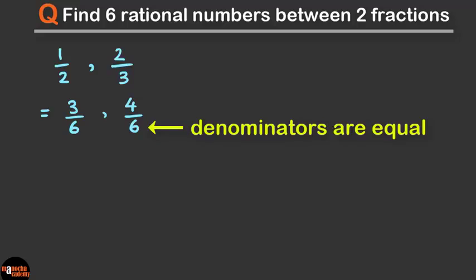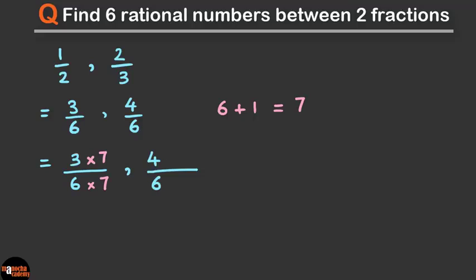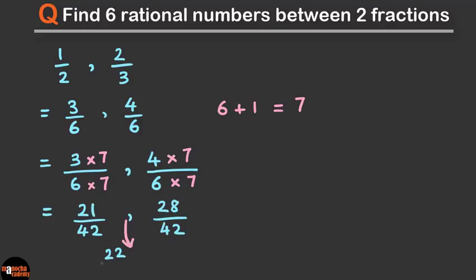So what should we do? That's right, we need to multiply by a number. And since we need to insert 6 rational numbers, our number is going to be 6 plus 1, which is 7. So let's multiply the numerator and denominator of the two fractions by 7. So here we have 21 by 42 and 28 by 42.